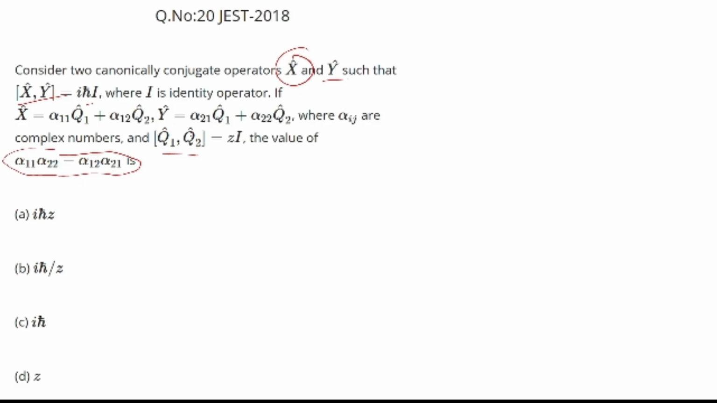So let's substitute x and y in the first commutator relation, that is the commutator of x cap and y cap equals iota h cross I. So replace the given values within the commutator: alpha 11 q1 plus alpha 12 q2, comma, alpha 21 q1 plus alpha 22 q2. That is equal to iota h cross I.